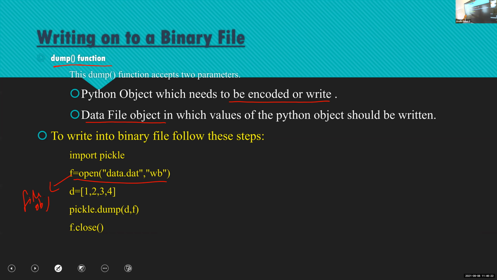First I will use import pickle because it's a binary file, so we want to import the pickle module. After that, I want to open the binary file. For that, I will use a file object f. f is equal to open data.dat wb. wb is for what, Aditya? Write only. For writing a binary file, we are using wb. Binary file is used for storing sequence values, that is, a list or dictionary.